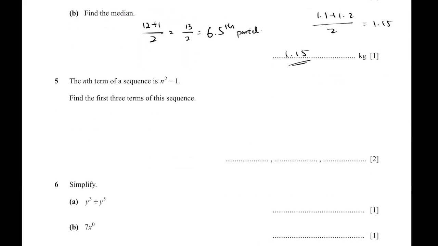The nth term of a sequence is n squared minus 1. Find the first 3 terms of the sequence. It means when n equals 1, 1 squared minus 1 equals 0. n equals 2, 2 squared minus 1 equals 3. n equals 3, the third term, 3 squared minus 1, 8. So 0, 3, 8.